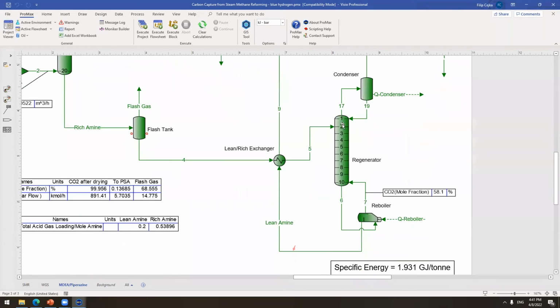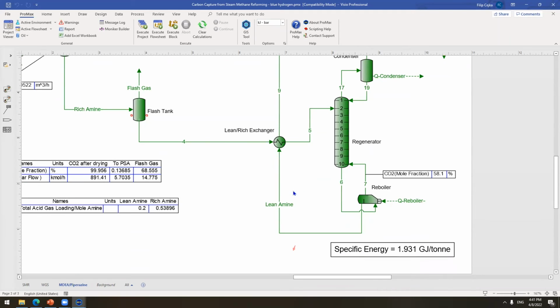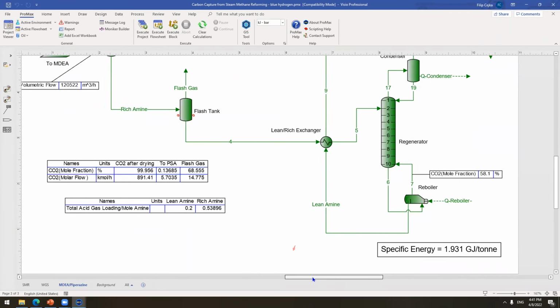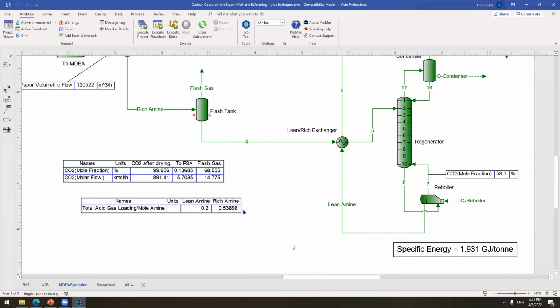So this is the regenerator. We're using here a reboiler, so we're going to reboil all the CO2 out of it, and we're going to get ourselves to our lean amine. Now, as I showed you here, the loading of the rich amine was about 0.54. Now the lean amine is 0.2, and that's something I've specified in my regenerator.